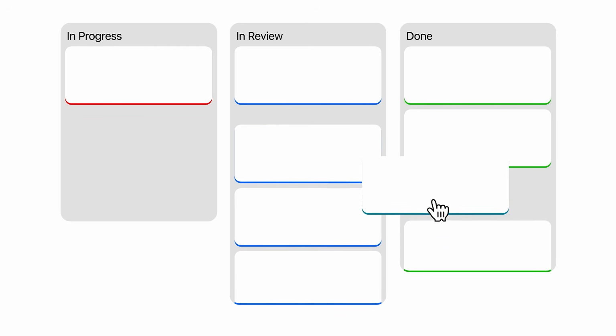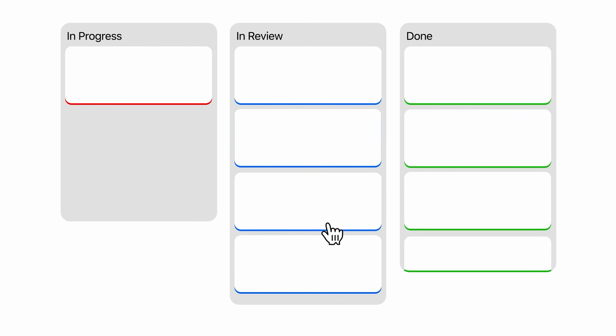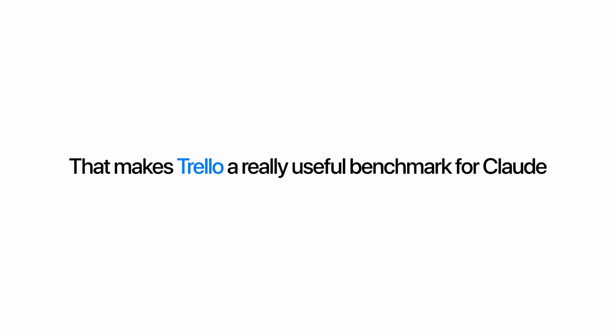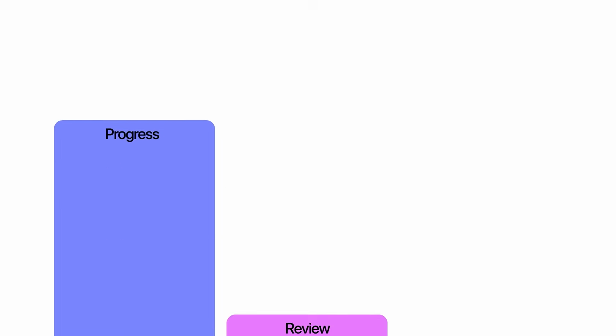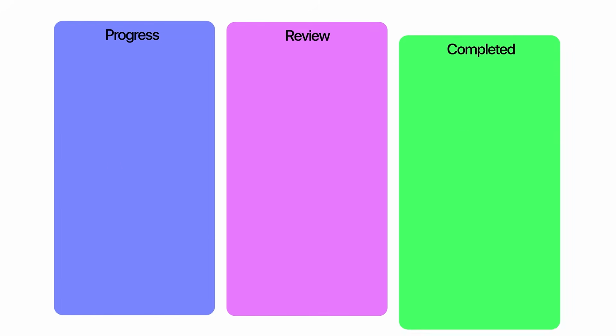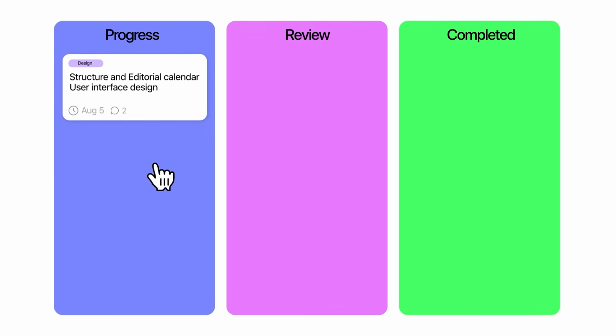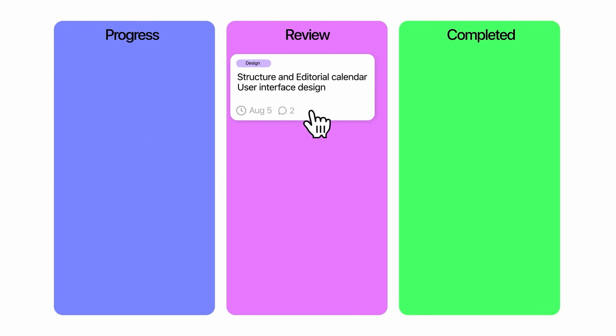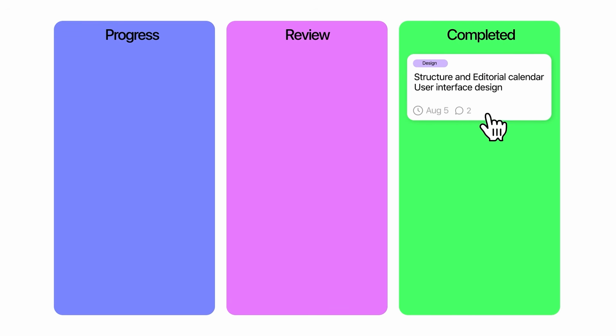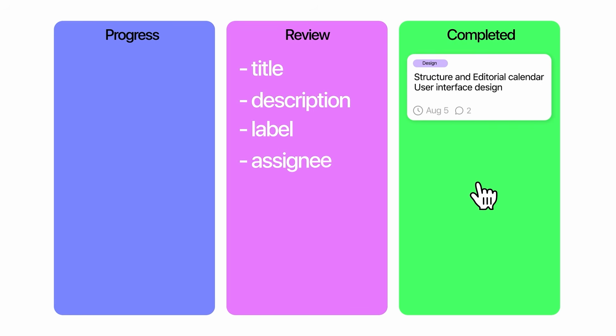It's dragging a card from one stage of work into another. And that makes Trello a really useful benchmark for Claude. A Kanban app has to keep track of multiple columns at once, and each column has its own tasks data. A card inside To Do is not the same as a card inside In Progress, and when that card moves, then the app has to update the right list without losing the card's title, its description, label, or assignee.